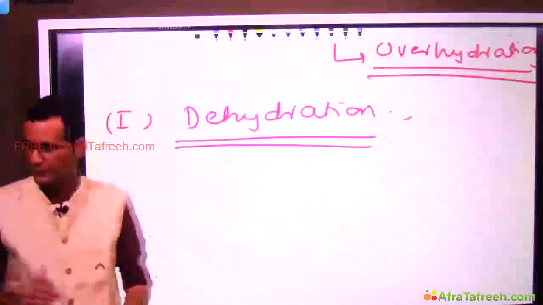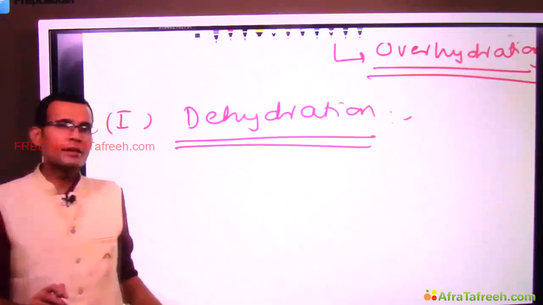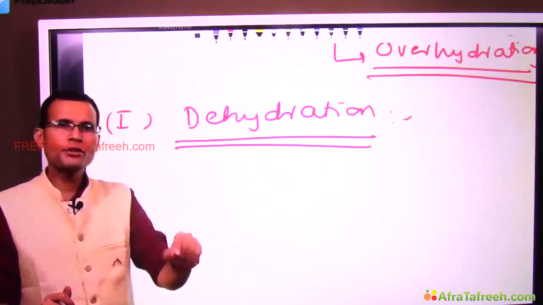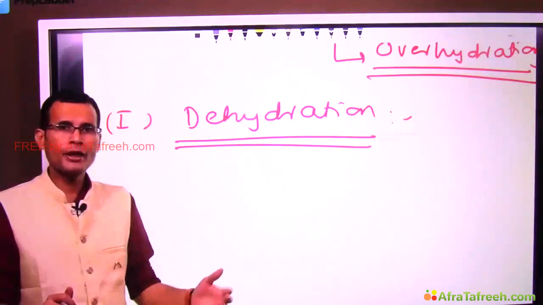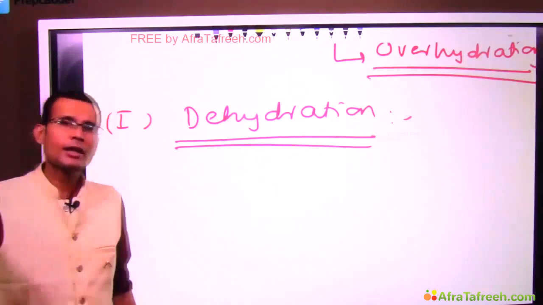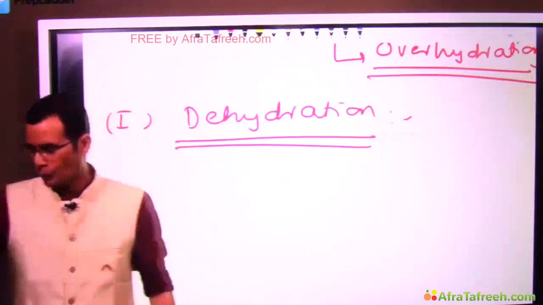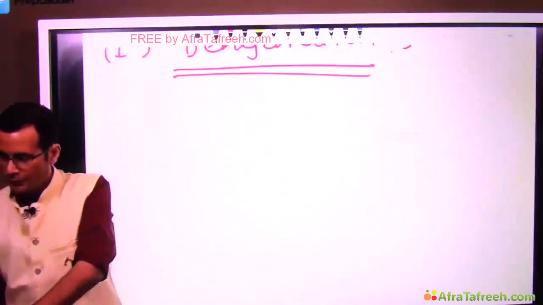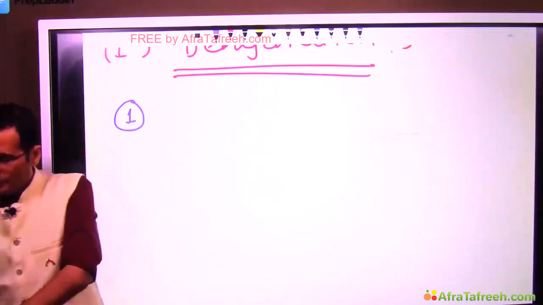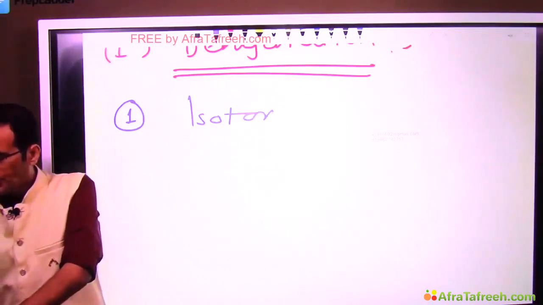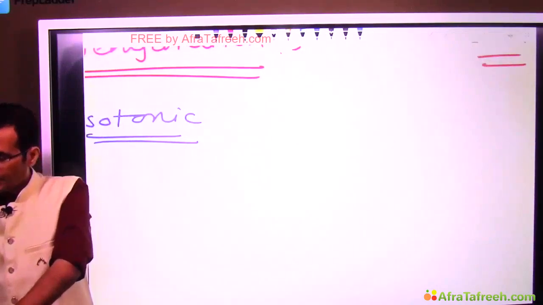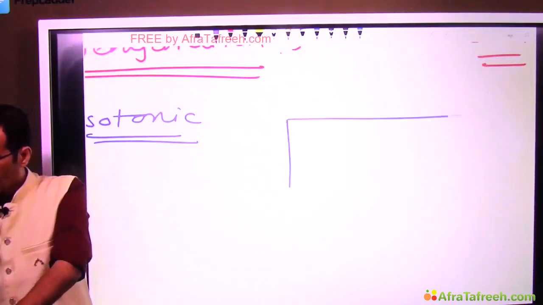So let's take the examples. Whether dehydration or overhydration, it will be of three types: isotonic dehydration, hypertonic dehydration or hypotonic dehydration. Similarly, isotonic overhydration, hypertonic overhydration or hypotonic overhydration. Let's see. Without wasting any further time, let's go to the example straight away. Isotonic dehydration. First type of condition, isotonic dehydration.